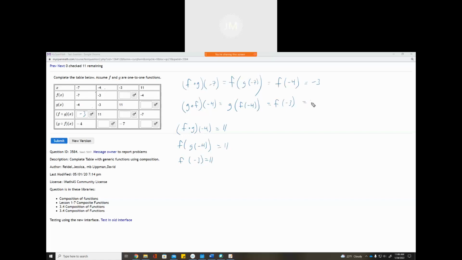Okay. So that means that f of -3 is 11, and then back here, that's what we got. G composed with f of -4 was f of -3, and that's now 11. So that gave us two more answers there.